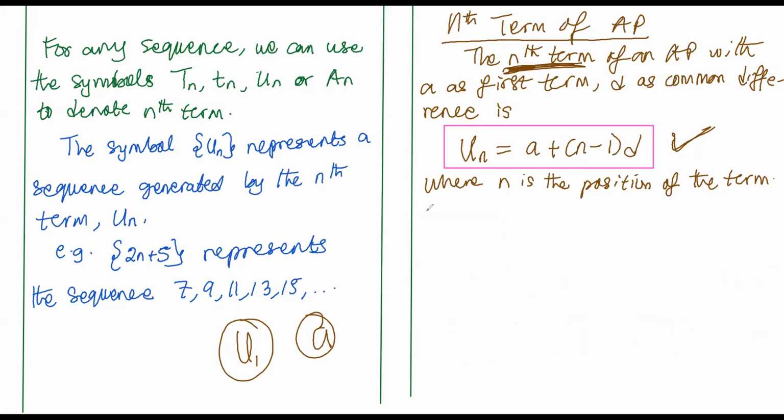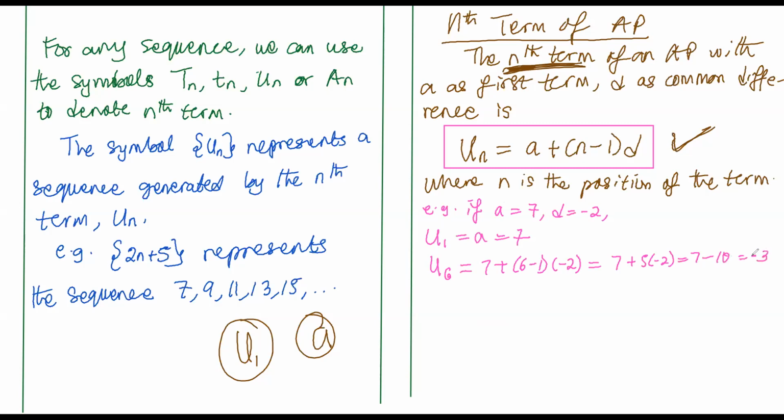So for example, if the first term is 7 and the common difference is -2, then we can find U1. U1 is just A, that's 7. We can find U6. U6 will be A is 7, n minus 1 will be 6 minus 1, D is -2. And that is 7 plus 5 times -2, 7 minus 10, which is -3. Yeah? So this is how our Un is used.